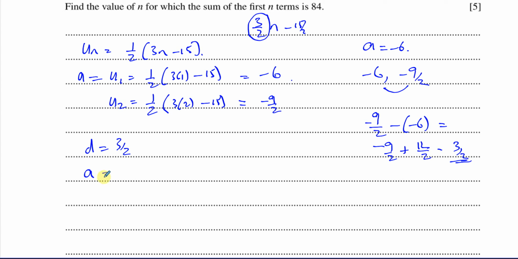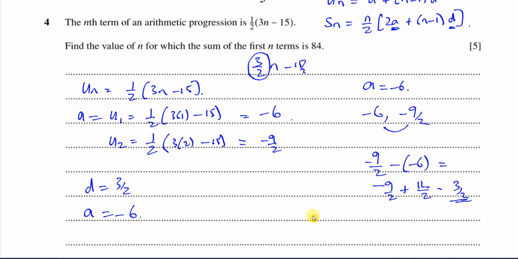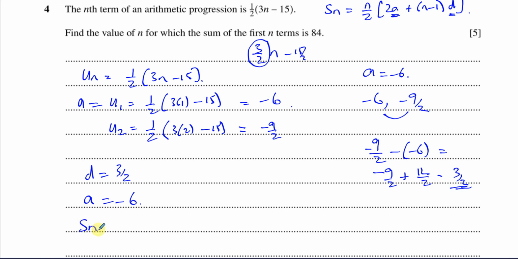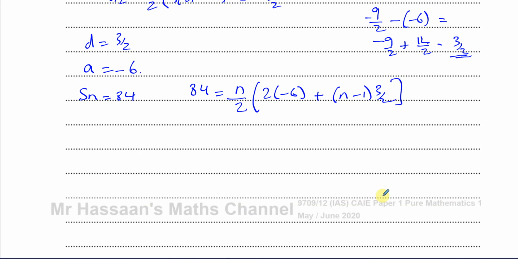And we know, as we said, a is negative 6. So now we have the value of d and a, and we have Sn equals 84. So now we can use this formula here. So we can say Sn, 84, is equal to n over 2. We have to find n, so n over 2 is going to be as it is, times 2a, 2 times negative 6, plus n minus 1, we don't know what n is, times d, which is 3 over 2. And that is now an equation with just n in it.